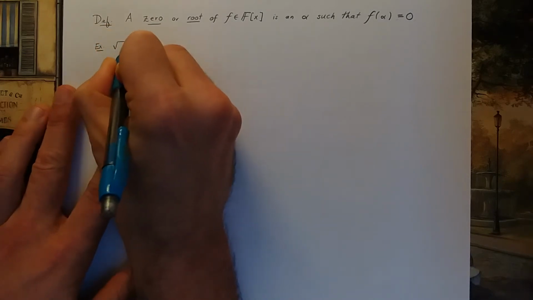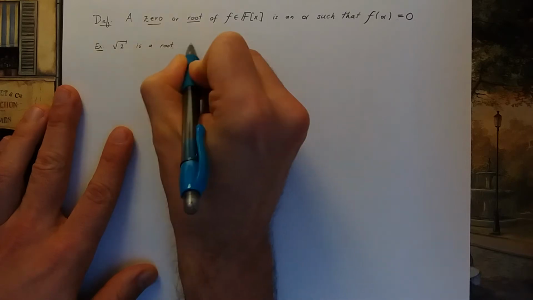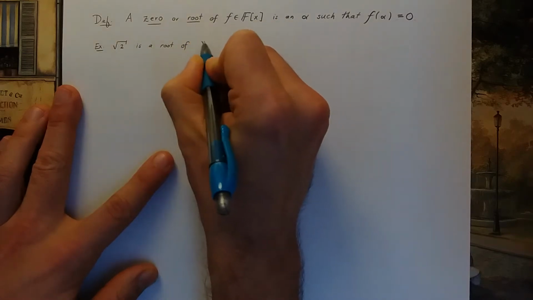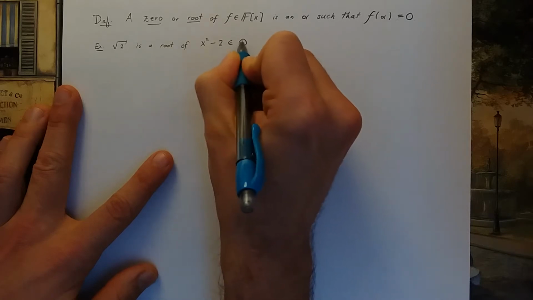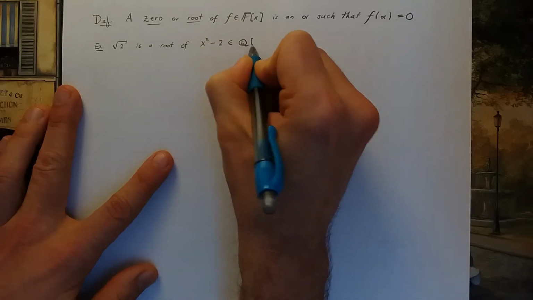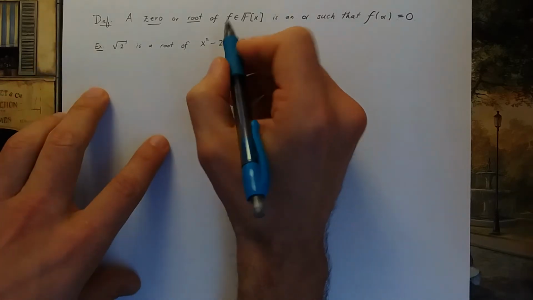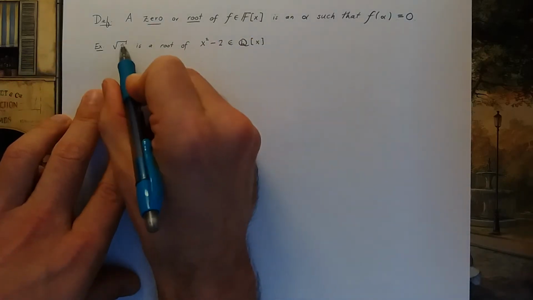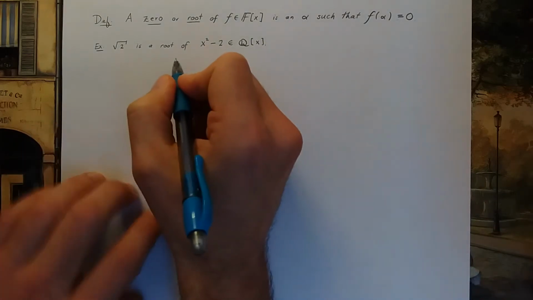The square root of 2 is a root of the polynomial x squared minus 2, and that's a polynomial with rational coefficients. So I am in the field of rational numbers with my polynomial, but my root is not a rational number. That's okay. So here's a theorem.